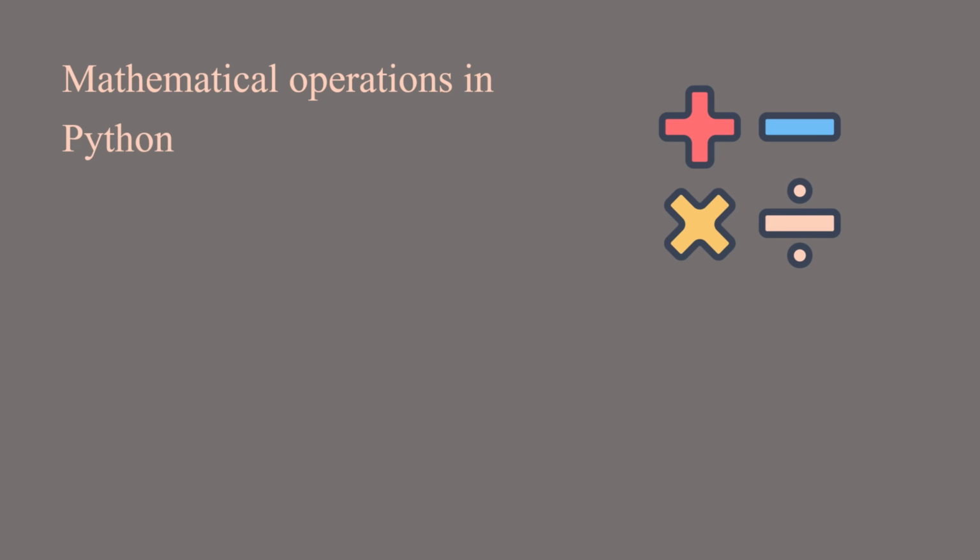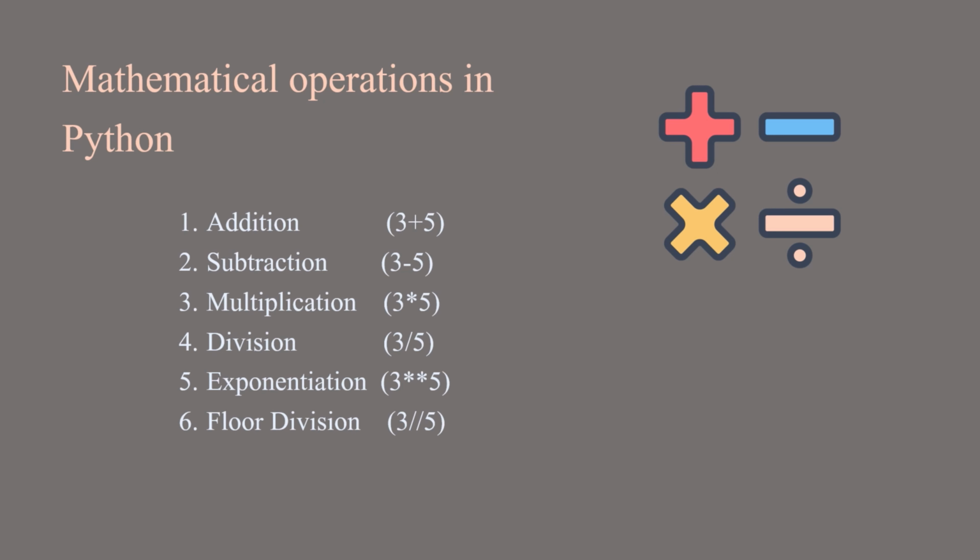What's next? It is mathematical operations in Python. We have many mathematical operations in Python. They are addition, subtraction, multiplication, division, exponentiation, to know the powers of a number, and floor division. Floor division gives you the quotient when dividing numbers. Let's try all these operations in PyCharm and know about them clearly.